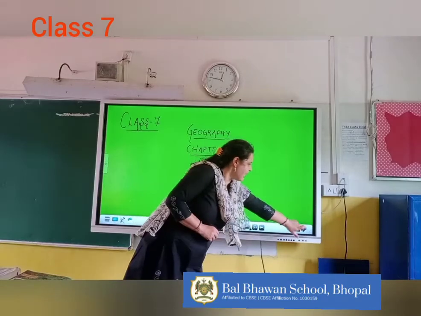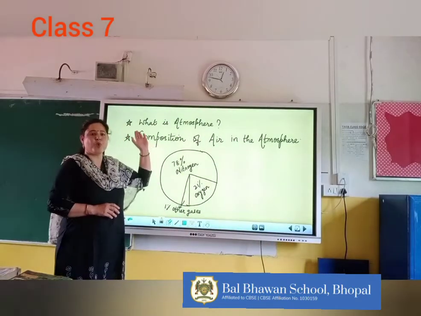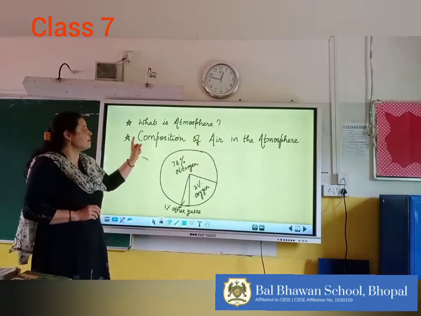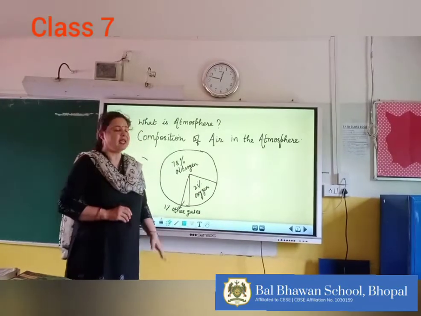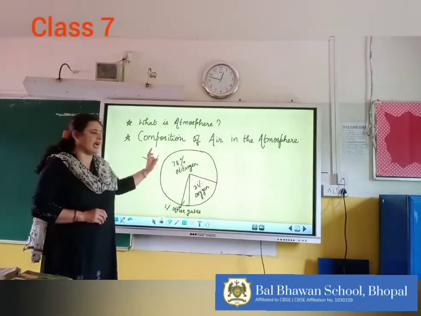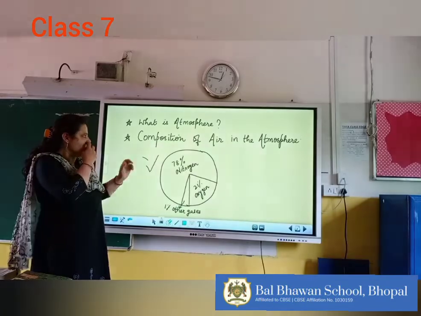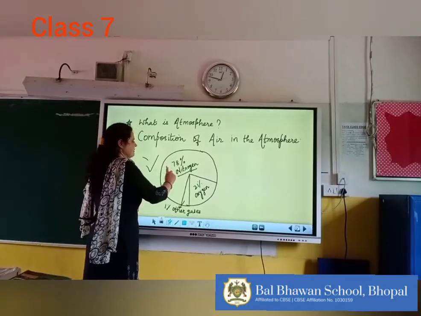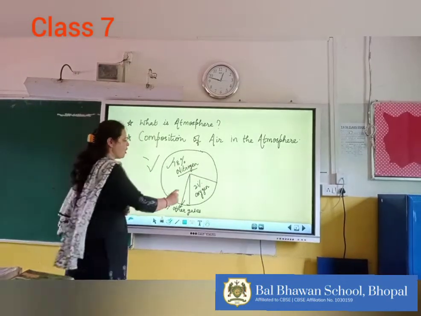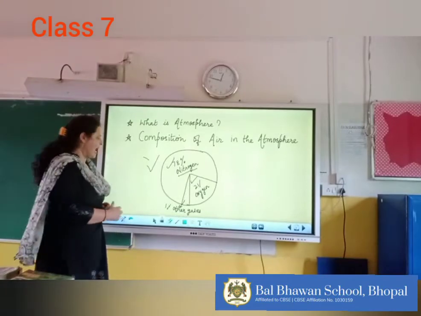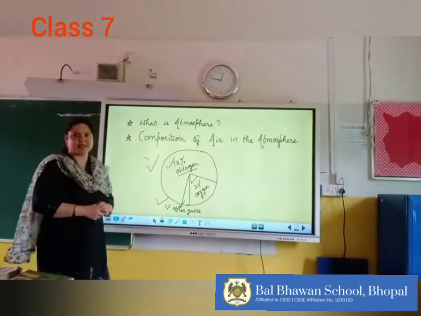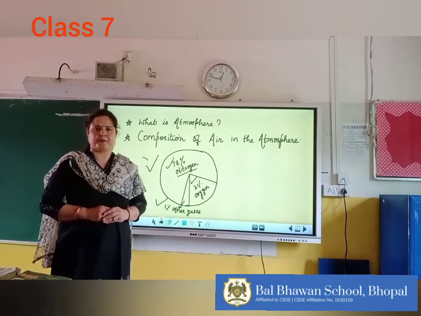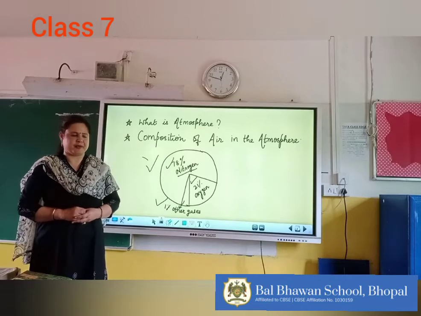In the previous class we have studied what is atmosphere, and we also studied the composition of air in the atmosphere with the help of this diagram. In this diagram of composition of air, you can see nitrogen is 78%, oxygen 21%, and other gases are 1%. So children, you have to draw this diagram in your notebook.